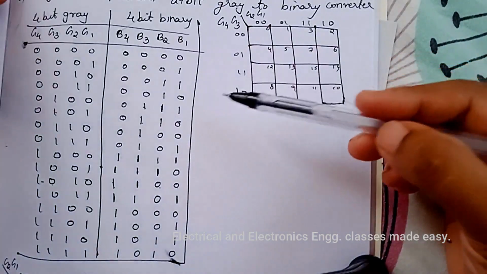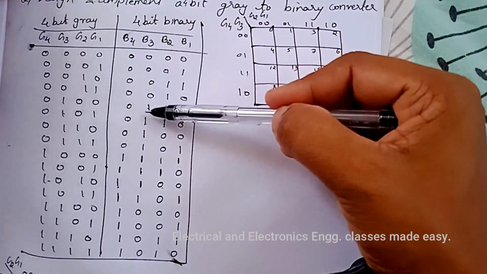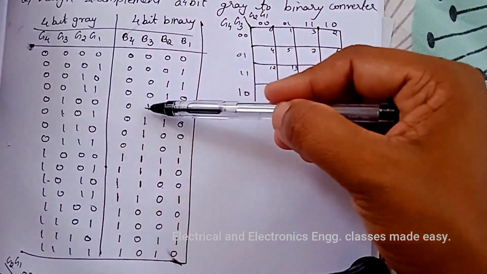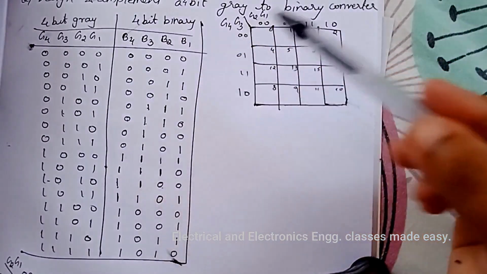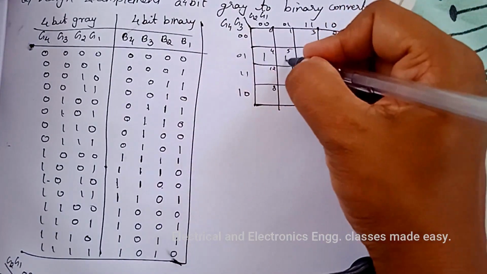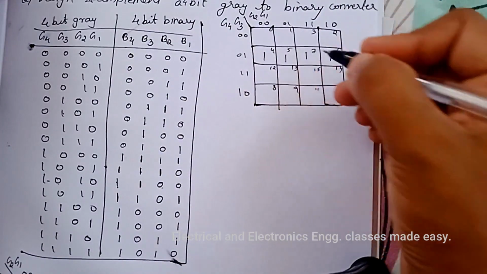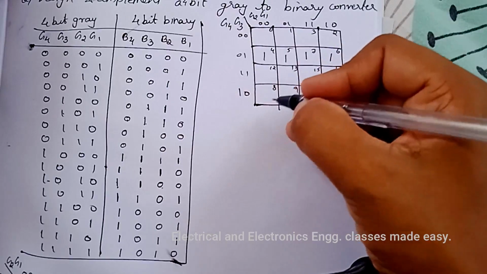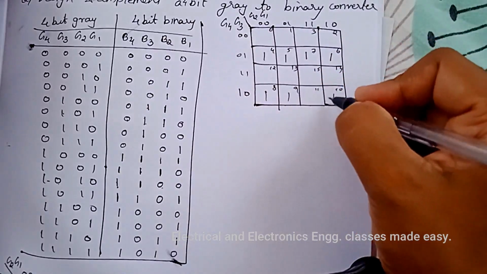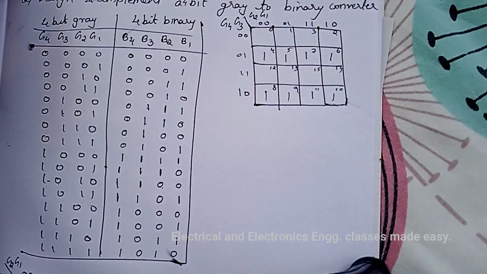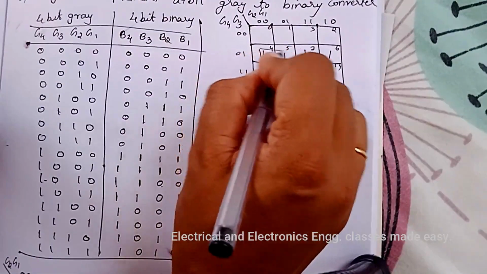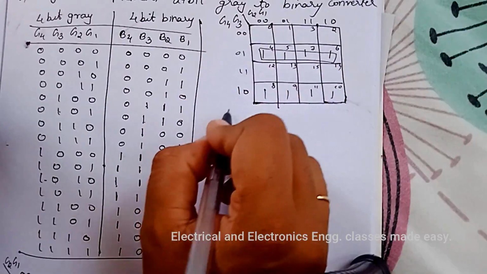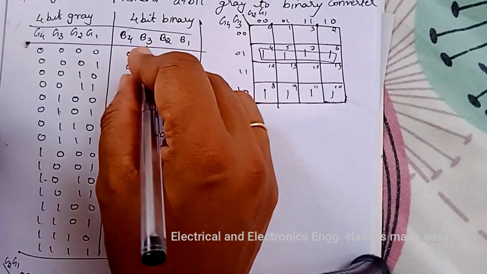Next is simplification for B3. Here for B3, 4, 5, 6, 7, 8, 9, 10 and 11 are equal to 1. 4, 5, 6, 7, 8, 9, 10, 11. And here these 4 squares we can combine, and this is for B3.